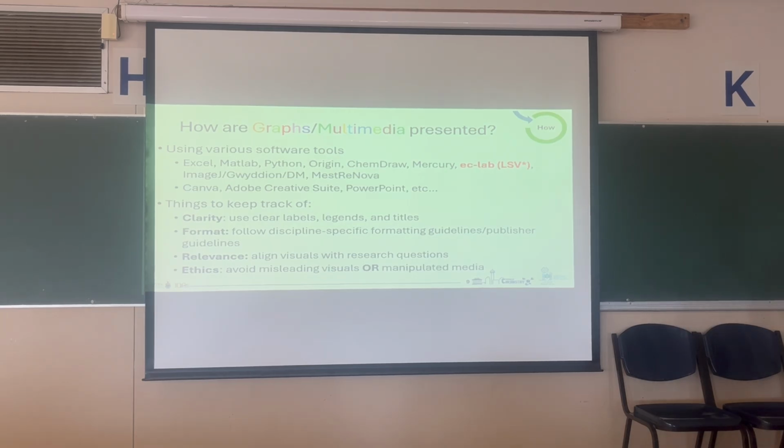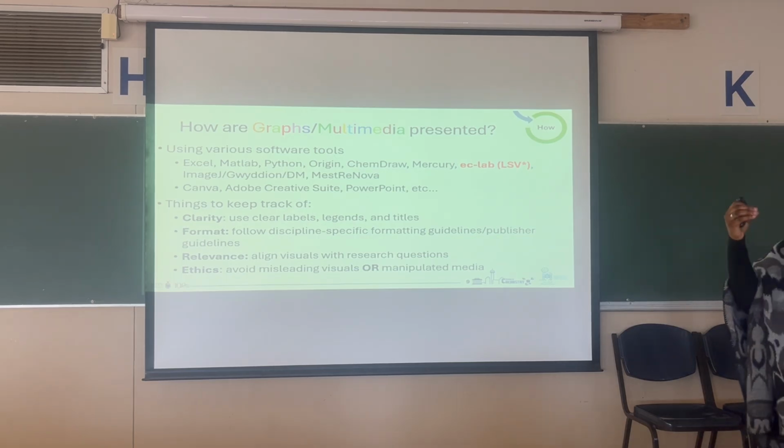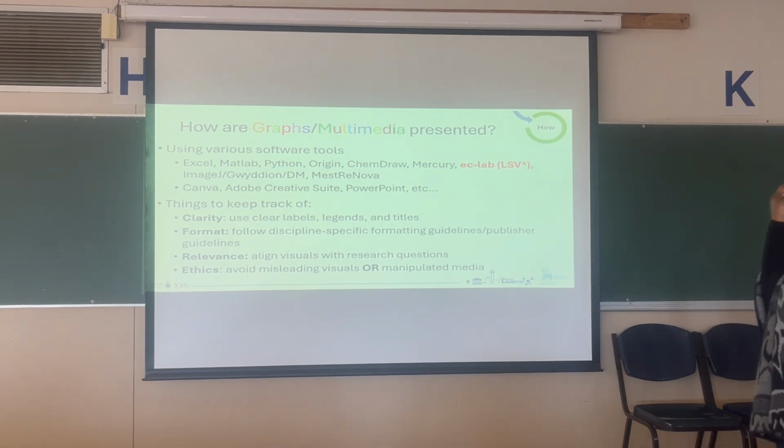So there's various software that we use. We use Excel most of the time, MATLAB, Python, Origin, ChemDraw, Mercury, EC-Lab, etc., ImageJ. I highlighted EC-Lab because, for example, with the HER people who are doing that application, they use LSV plots, right? We all see them, they have the value there. Even with the dye-sensitized solar cell application, an LSV plot is used. However, what you'll see is that it's represented differently.